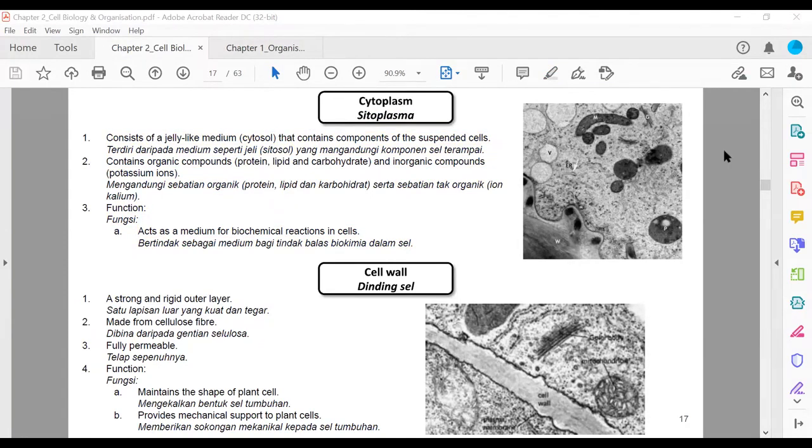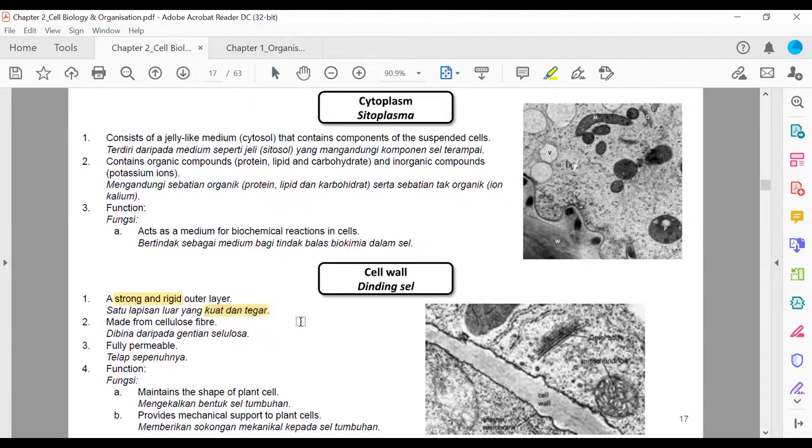Let's continue with cell wall, which is our last cellular component. Sebelum kita masuk ke bahagian seterusnya, by cell wall, so dinding sel. Seperti mana yang kita tahu, cell wall ataupun dinding sel is only found in plant cells. Animal cells don't have them. So number one, it is a strong and rigid outer layer. Outer layer, lapisan luar yang kuat dan tegar.